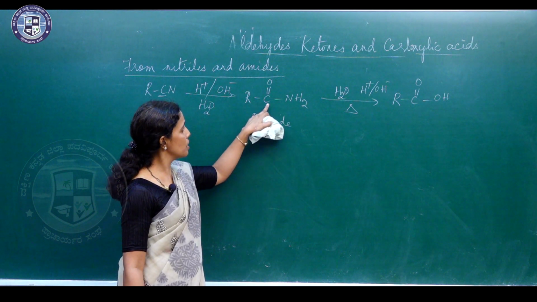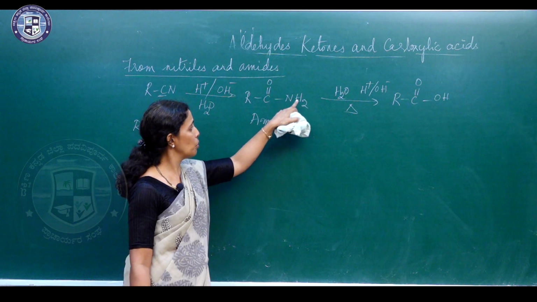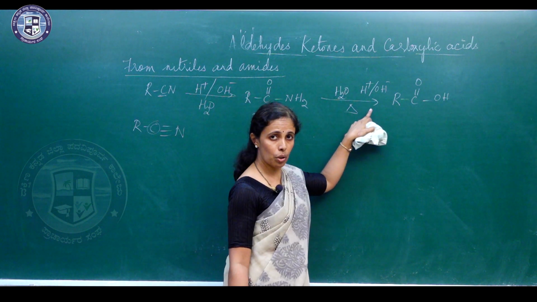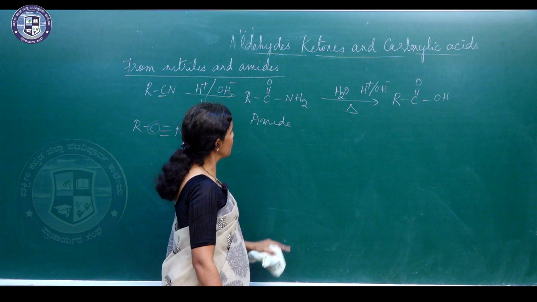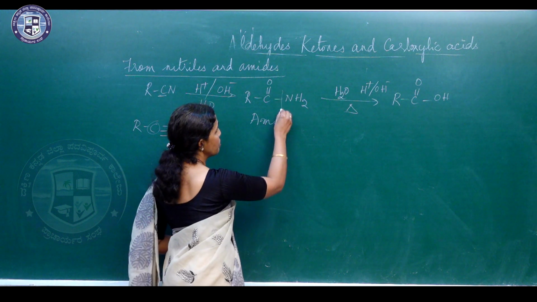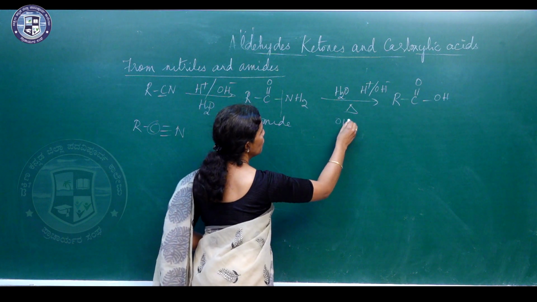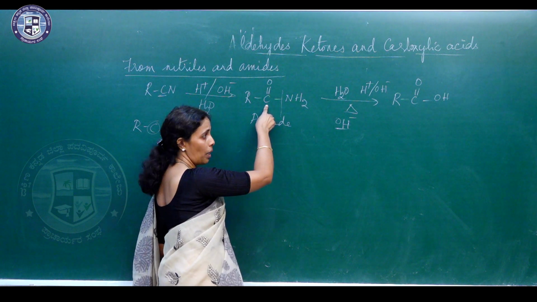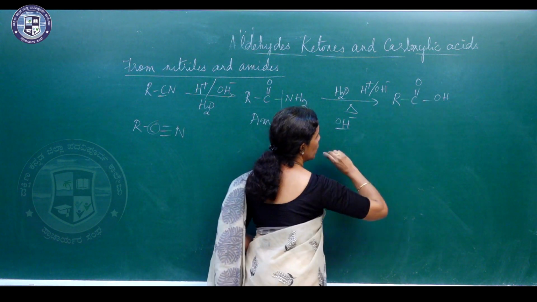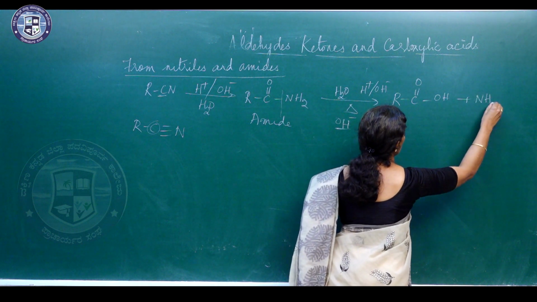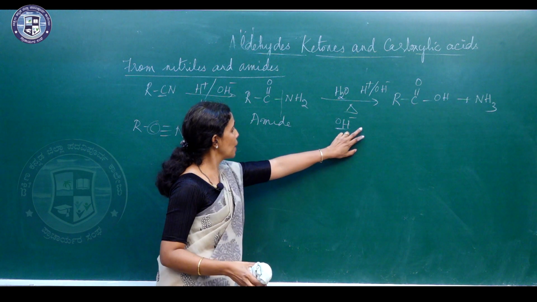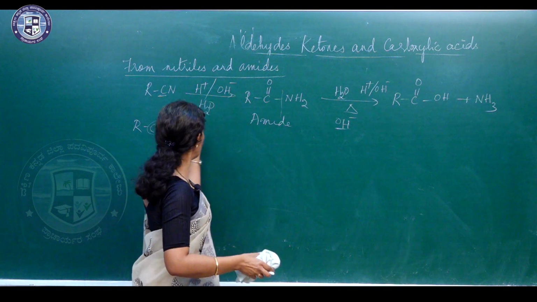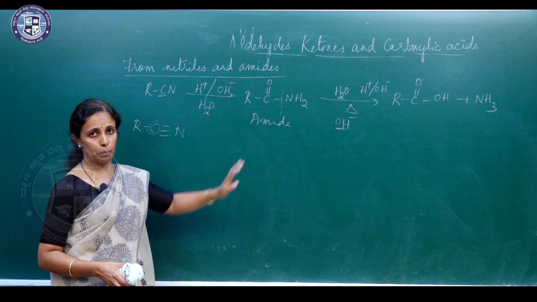So, carboxylic acid is RC double bond O OH. Instead of OH we have an amine group. So, then we call it an amide. So, on subjecting this to hydrolysis further, again you can see here, this bond cleaves here. The OH minus of the water molecule will attach to this carbon atom. So, we get RC double bond O OH along with the formation of ammonia. That is because the H plus of water will combine with NH2 to form NH3. So, this is how a nitrile can be converted into carboxylic acid.